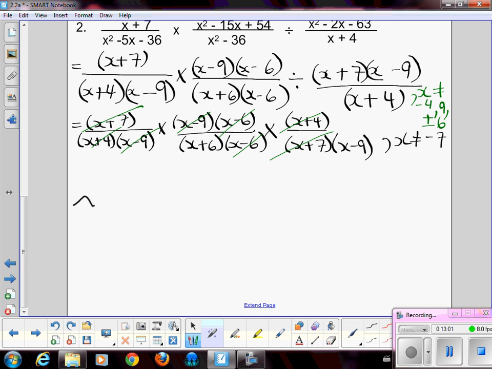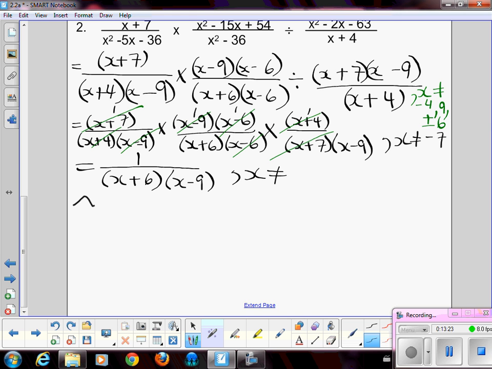Okay, so now I go and see what I have left. On the top, everything's been canceled, so those have all been canceled to 1s. On the bottom, nothing left from the first rational. The second rational has an x plus 6, and the last rational has an x minus 9. And we finish off by getting all of our restrictions.